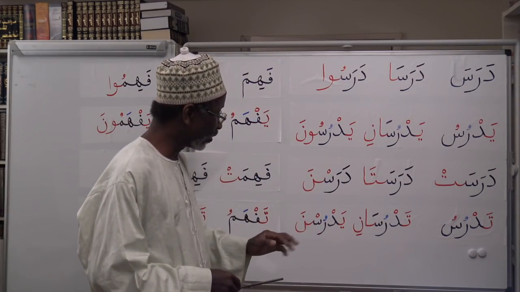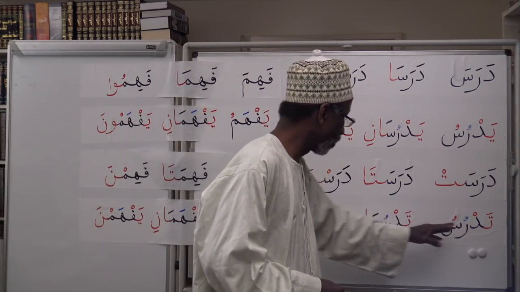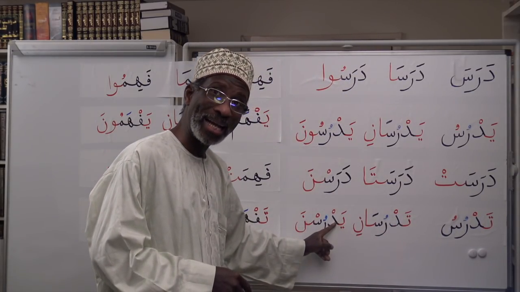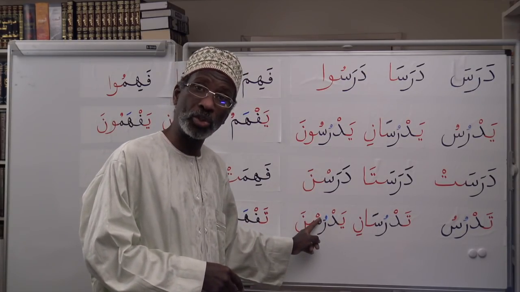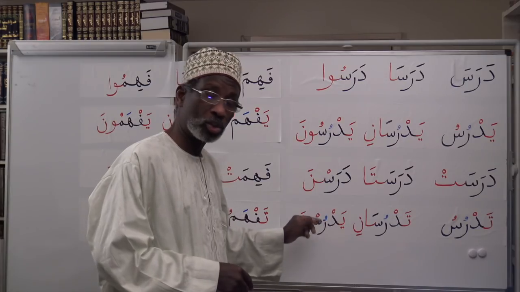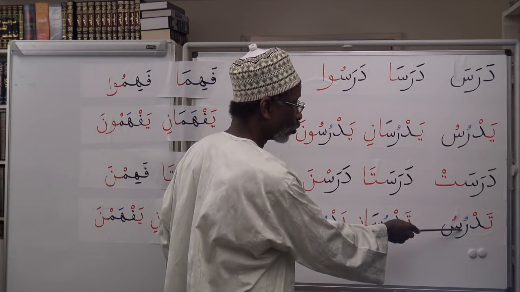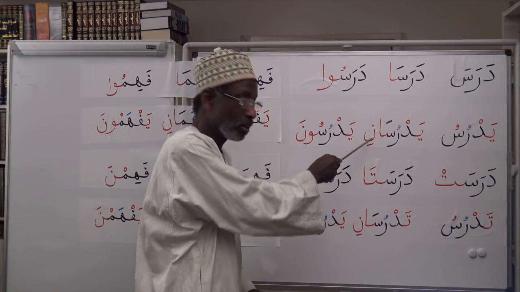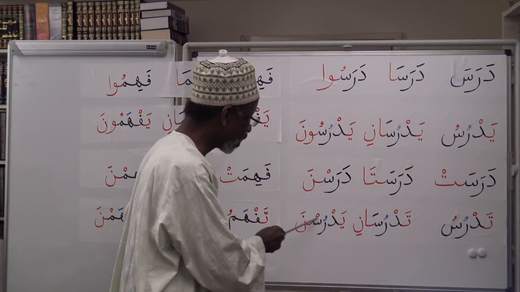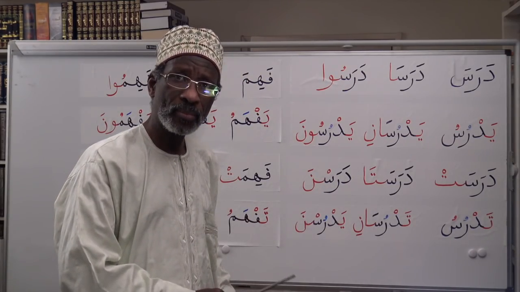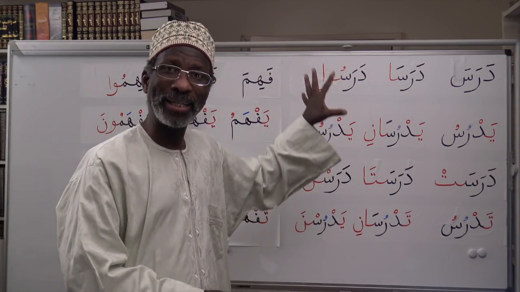In the present tense, plural feminine, yedru is the same. Tedru, but here remember it's ta, ta, ya, yedru, and then the same ending here, yedrusna. So present tense: yedrusu, tedrusu, yedrusani, tedrusani, yedrusuna, yedrusna. Let me give you another verb which is going to be conjugated the same way.